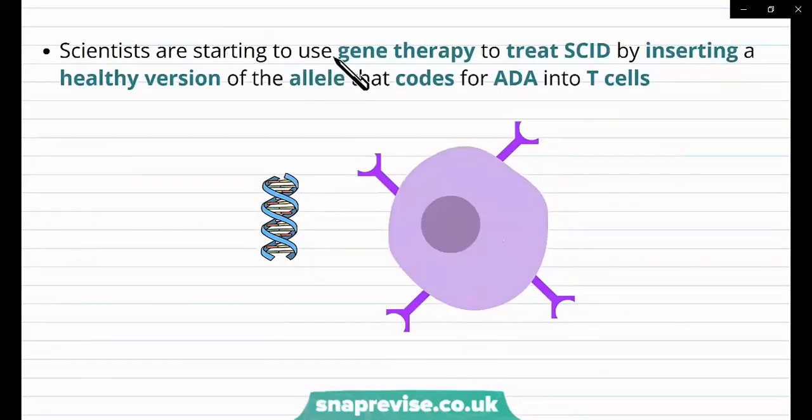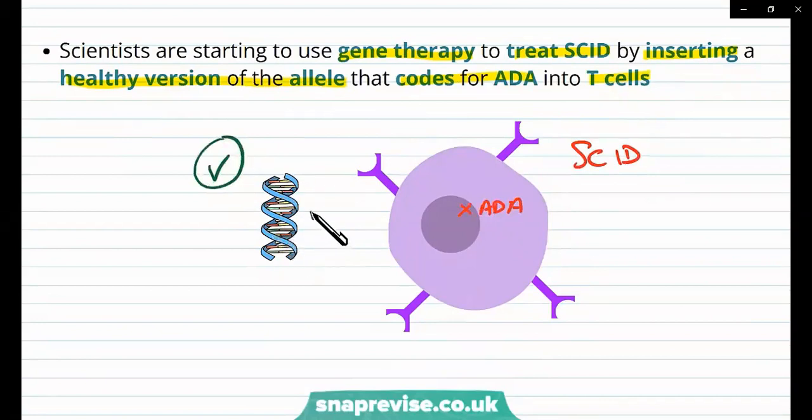But now scientists are starting to use gene therapy to treat SCID, and by the definition of gene therapy, this means they're inserting a healthy version of that allele that codes for ADA straight into the T cells. So remember, people with SCID have a mutated version of the ADA allele. So what we do is we take the healthy version, knowing what the healthy sequence is, which does work, inserting it into the nucleus of the T cell, and then of course the T cell can make ADA. So we're replacing the genetic code, and this is therefore gene therapy.